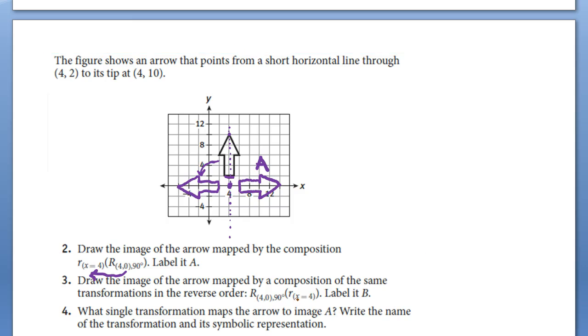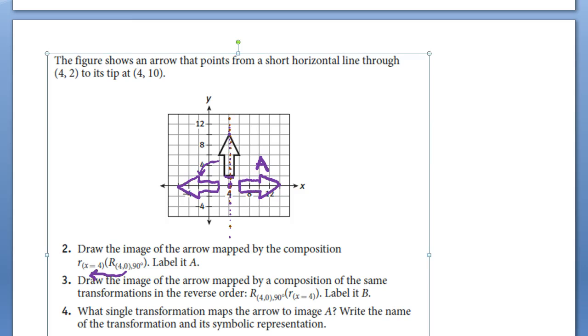So the first thing we're going to do this time is the reflection across x equals 4. So x equals 4 is this line here. We want to reflect that arrow across the line. Because that is a line of symmetry, when you reflect the arrow, it's going to land smack dab right on itself. It's kind of interesting, huh?